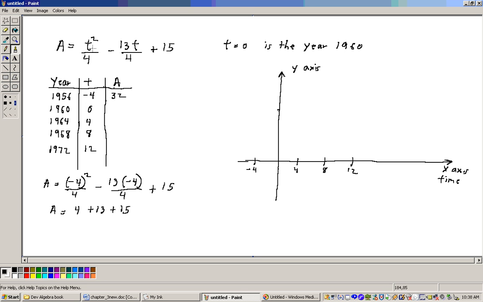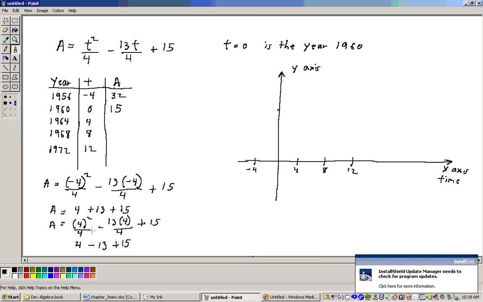1960 is year 0. So if you substitute 0 in here, you get 0 plus 15, so we just get 15. Okay, substituting 4 in for t, that'd be a equals 4 squared over 4 minus 13 times 4 over 4 plus 15. If we work this out, that's 16 over 4, which is 4, minus 13, because 4 over 4 is 1, plus 15. Let's see, 15 minus 13 is 2, 2 plus 4 is 6. Okay, so we got a couple points.